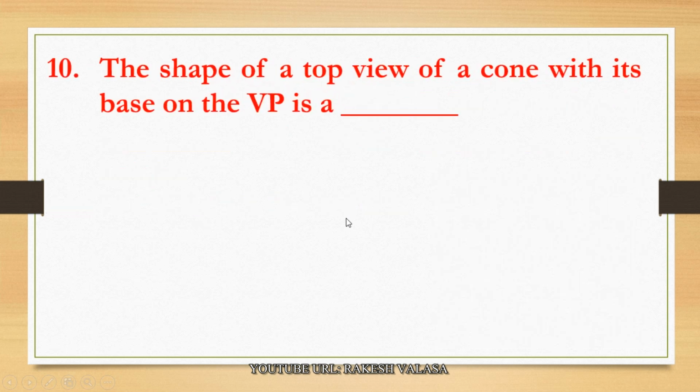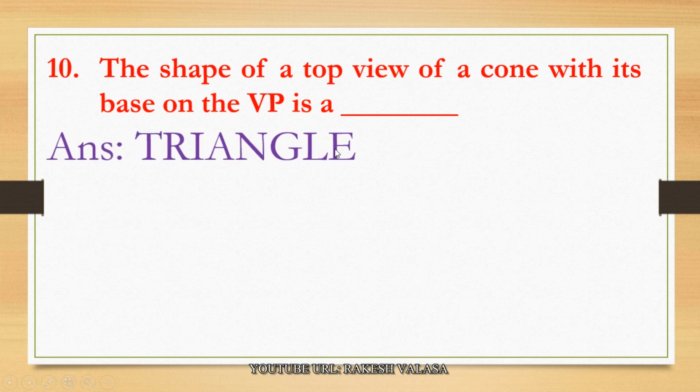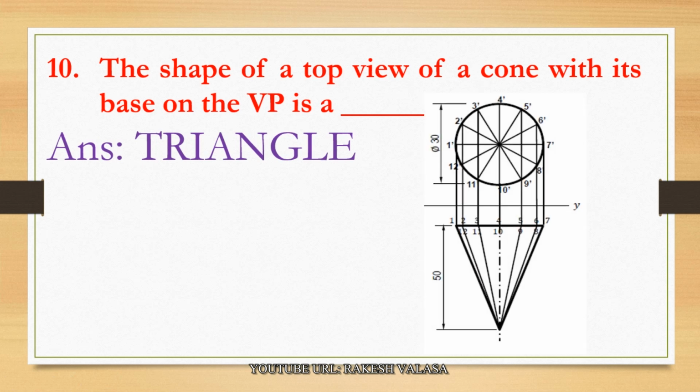Question number 10. The shape of the top view of a cone with its base on the VP is a dash. The answer is triangle. You can see this image. You can take one cone with its base on the VP, that means the axis is perpendicular to VP and parallel to HP. In this case, the front view appears like a circle and the top view appears like a triangle. So the answer is triangle.